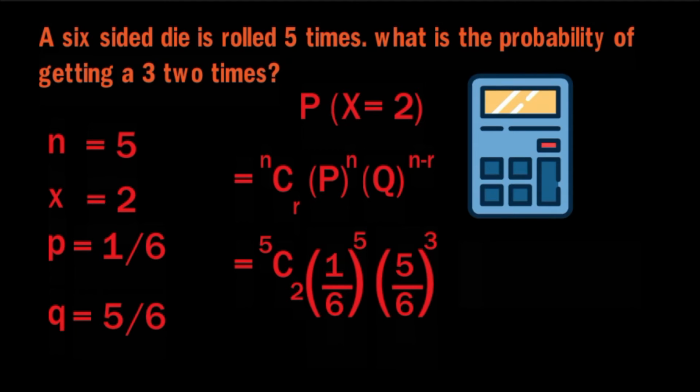So we have 1/6 to the power of 2, multiplied with 5/6 to the power of 3, and multiplied with 5C2. You press the calculator, and you will get the answer as 0.0000744. So let's try another example.